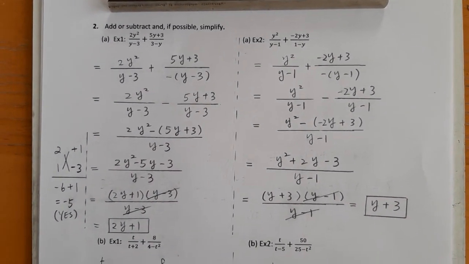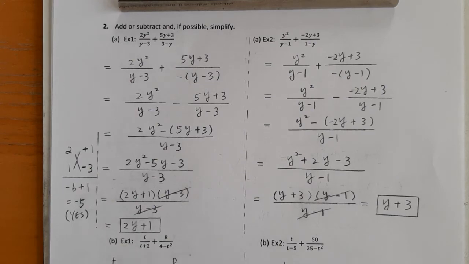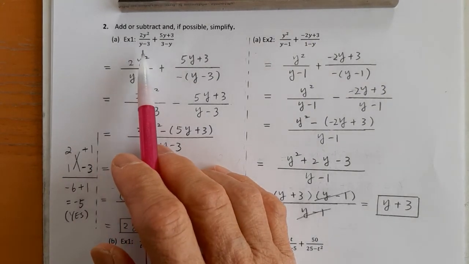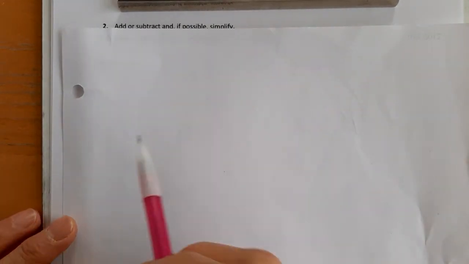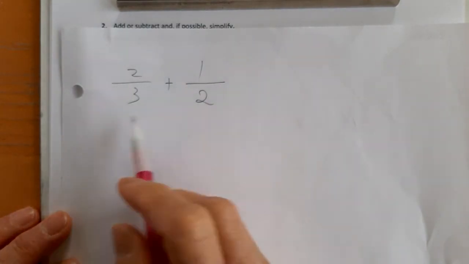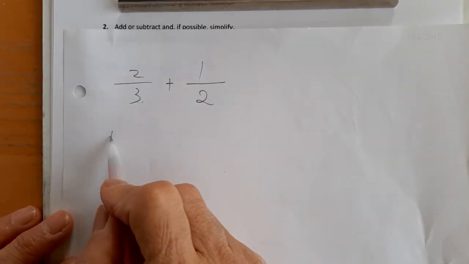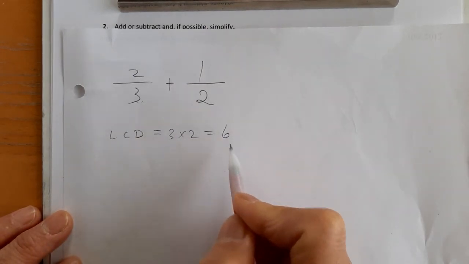Second homework question example. The first problem we learned is multiplication and division. And in the second question we learn addition and subtraction. When we do addition and subtraction, it's similar to fractions. We need to find the LCD, least common denominator. Like 2 over 3 add 1 over 2. How to add? We first of all find the LCD. The common denominator is 3 times 2, which is 6.